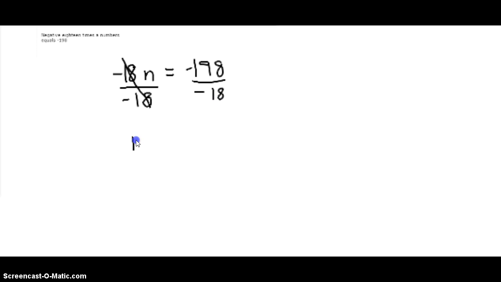Alright, so let's say I have this word problem, negative 18 times a number equals negative 198. How I would write that is negative 18 times n equals negative 198. And then I'll solve for that number by isolating it. So I divide both sides by negative 18, and I get n is equal to 11.